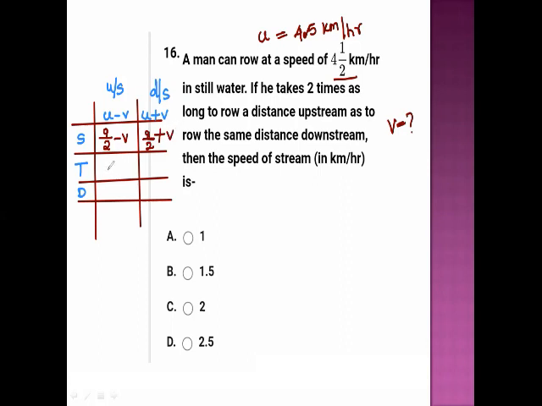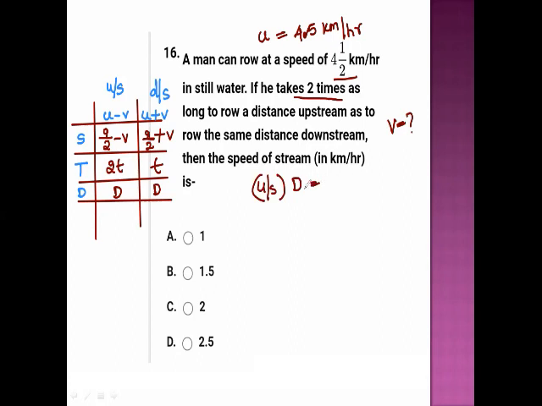And time. They are telling that if it takes 2 times as long to row the distance upstream as to row the same distance downstream, the distance is constant. If downstream it takes the time t, then upstream they have mentioned 2 times as long, that is he will take 2t. What he is asking is simply the speed of the stream, that is, what is v.